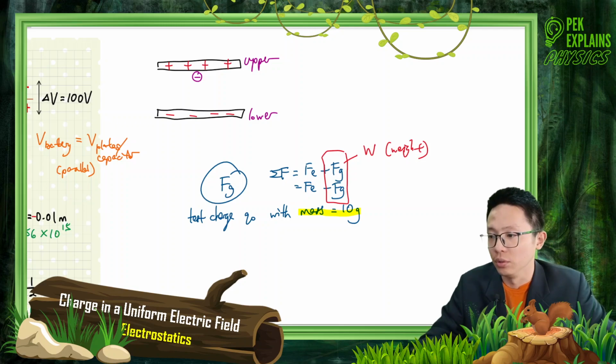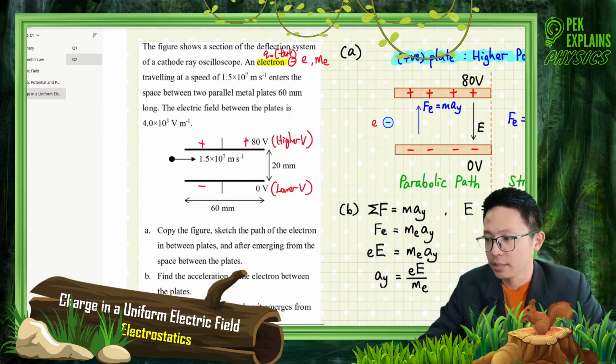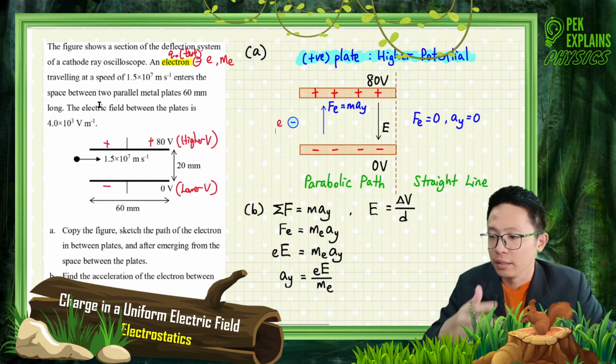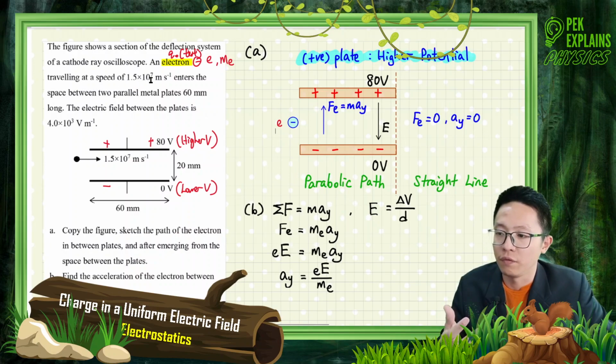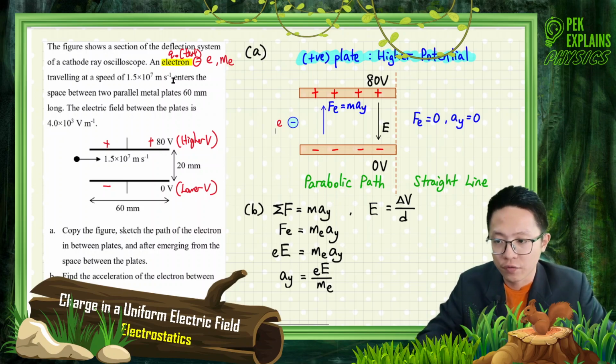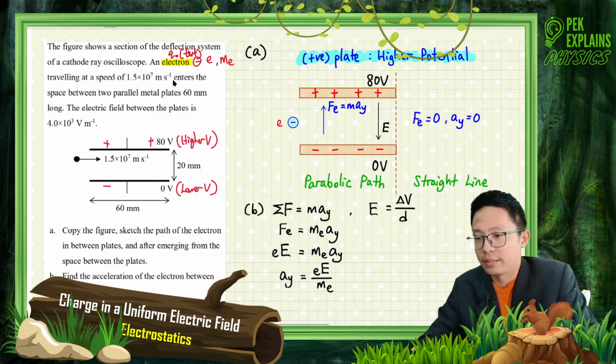So back to our question. This question doesn't give you any hint of gravitational force. No mass is given, so the gravitational force is neglected. We can say the weight of the electron is ignored.